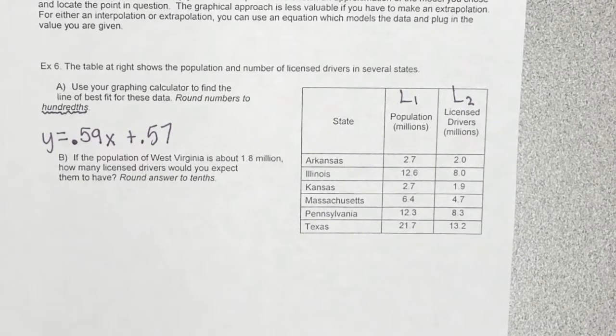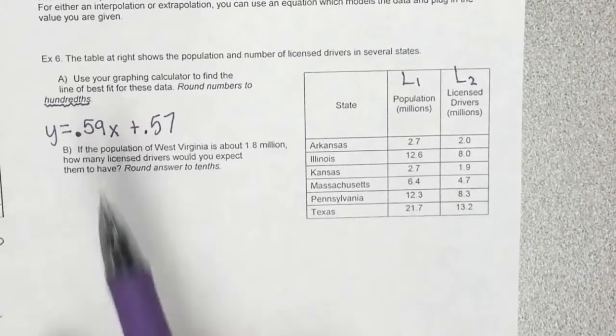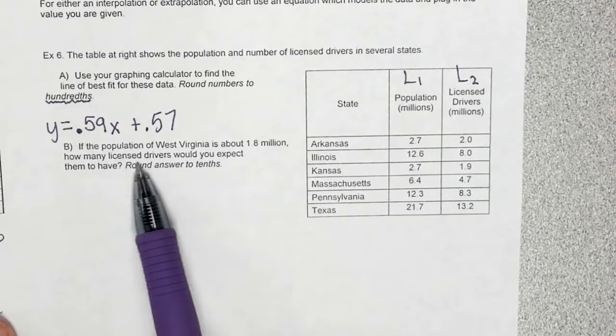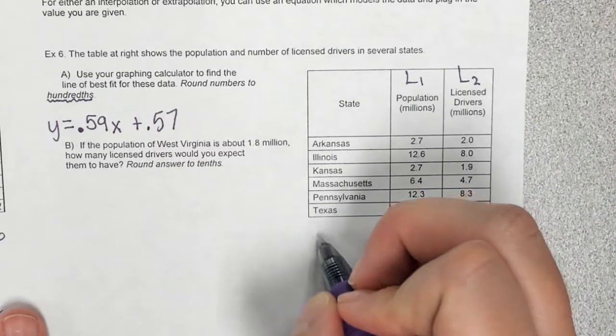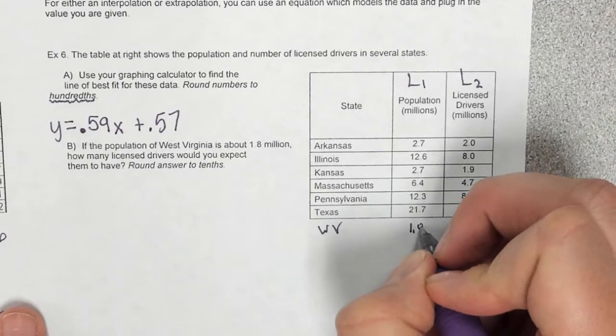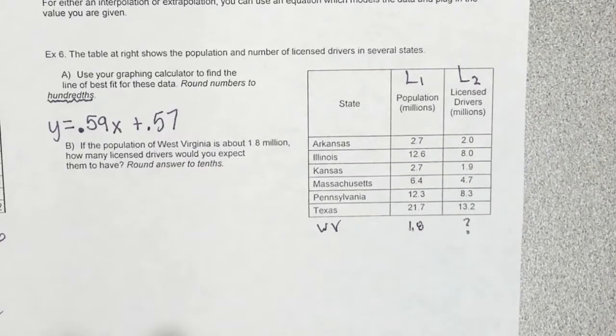Okay. So now I want to show you some calculator tricks to what you can do with this to answer questions. Okay? So if the population of West Virginia is about 1.8 million, how many licensed drivers would you expect them to have? So it's basically saying, what if we had West Virginia here, right, that has a population of 1.8 million people, what would be the number that you would expect to be there?